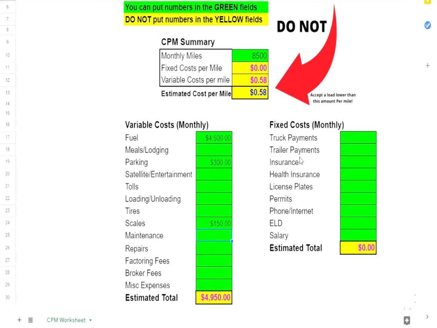Fixed monthly costs are costs that you're going to have in your trucking company whether or not your truck is running. So if your truck is sitting for a month, you're still going to have a truck payment. You're still going to have a trailer payment if you have a trailer. You're still going to have insurance. You're still going to have all of these things, okay? So those are fixed. So that's the difference between fixed and variable.